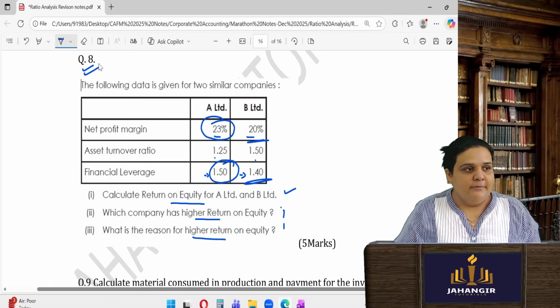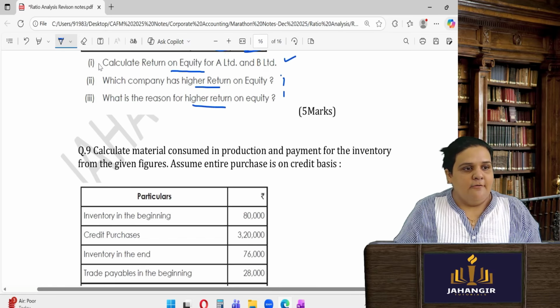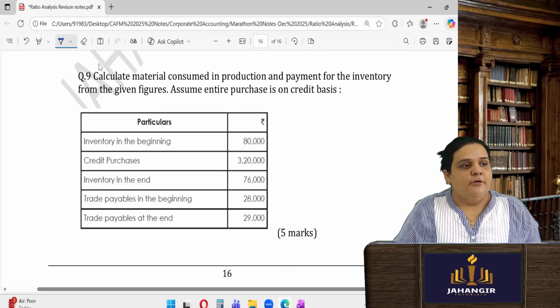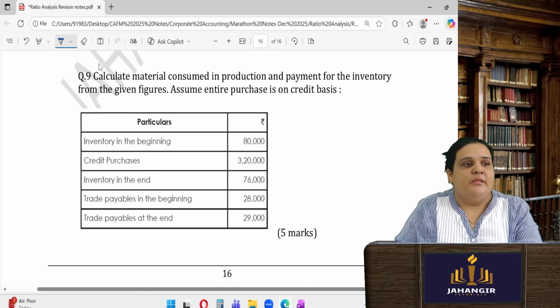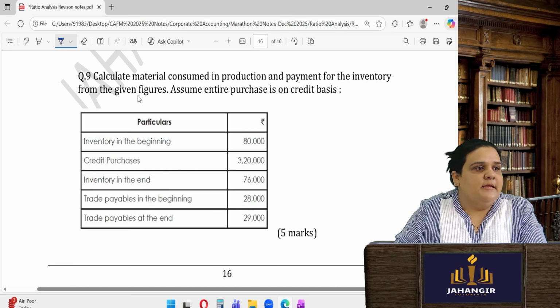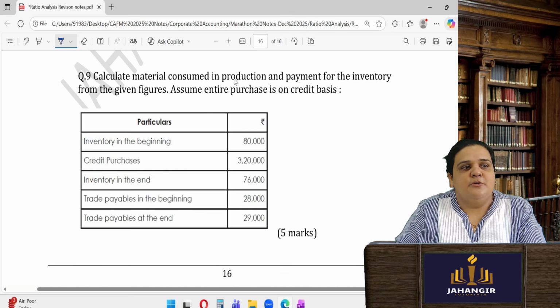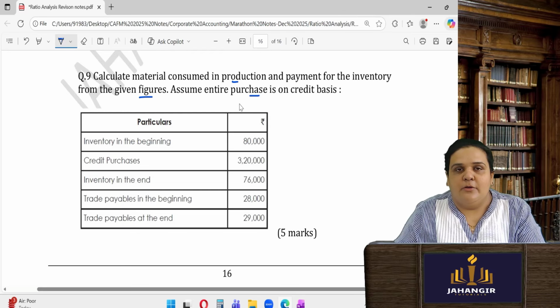Okay, clear everybody? And now for today's marathon, the last sum, again a past exam question, 5 mark. Okay, this is also very easy. Calculate materials consumed in the production and payment for the inventory from the given figures. Assume entire purchase is on credit basis. Okay, so you are not taking any purchases on cash.